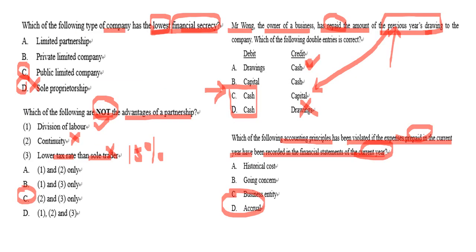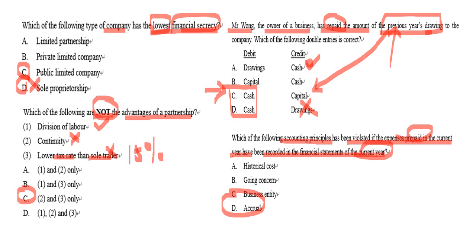Okay, this question is about the company with the lowest financial secrecy. Financial secrecy means no need to disclose financial information to the public. Lowest means no need. Which one? No need. Of course, D, right? Sole proprietorship, no need.